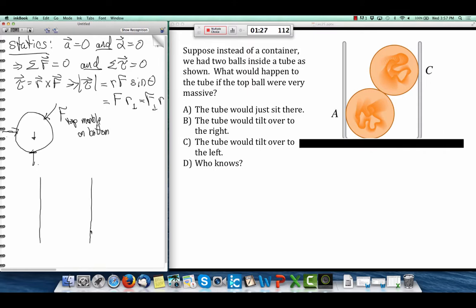So I'm going to take this off in a second, and then it will just look like that. It depends on the mass of the can, and it depends on the mass of the can relative to the balls. But the top ball is by far the most massive thing.